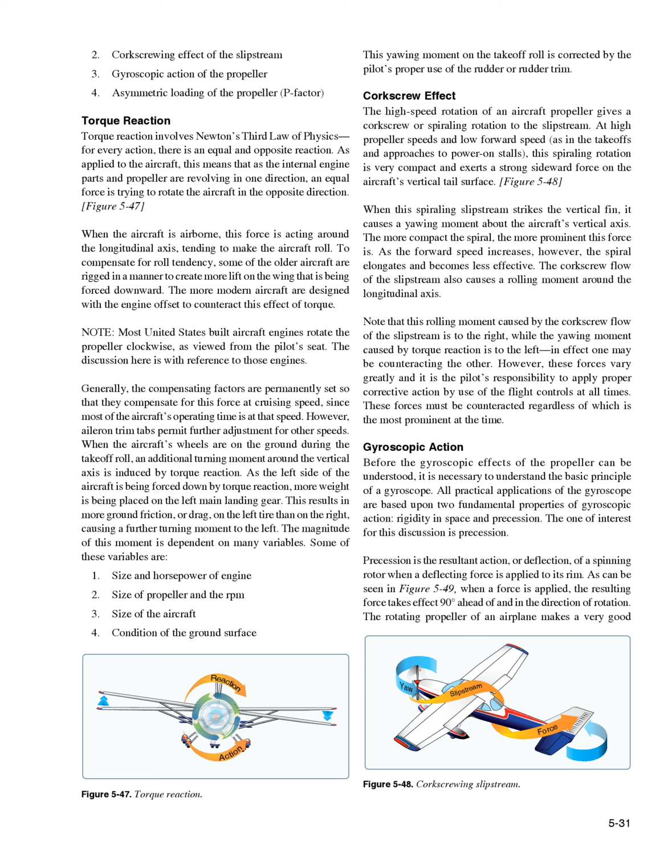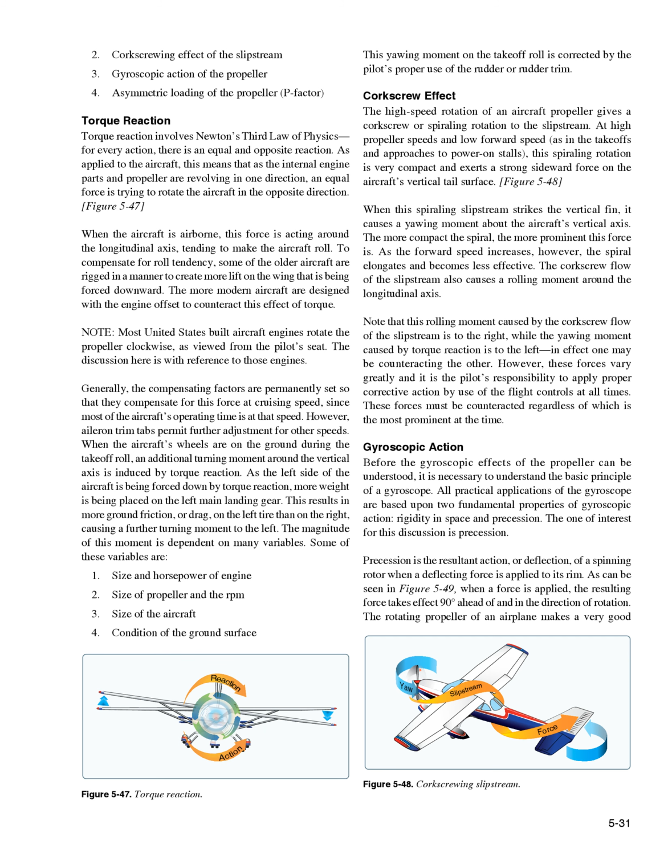When the aircraft's wheels are on the ground during the takeoff roll, an additional turning moment around the vertical axis is induced by torque reaction. As the left side of the aircraft is being forced down by torque reaction, more weight is being placed on the left main landing gear. This results in more ground friction, or drag, on the left tire than on the right, causing a further turning moment to the left. The magnitude of this moment is dependent on many variables.